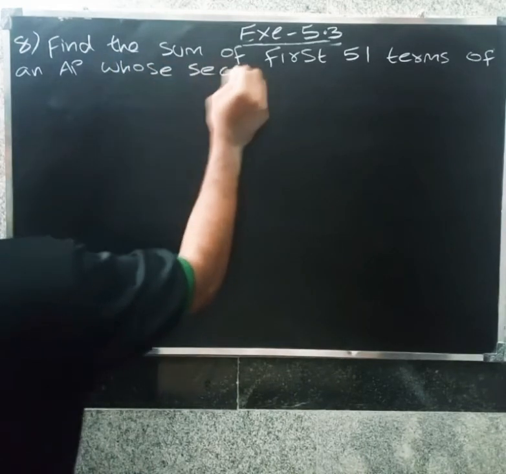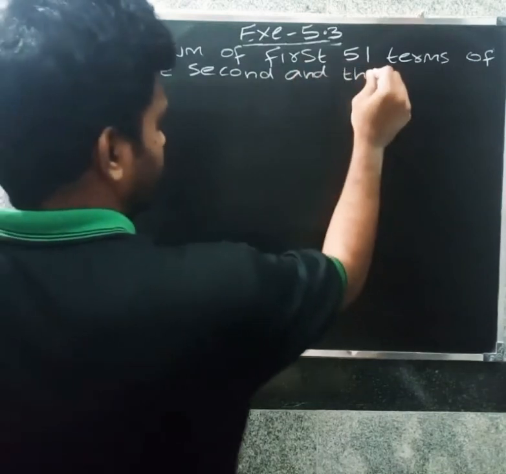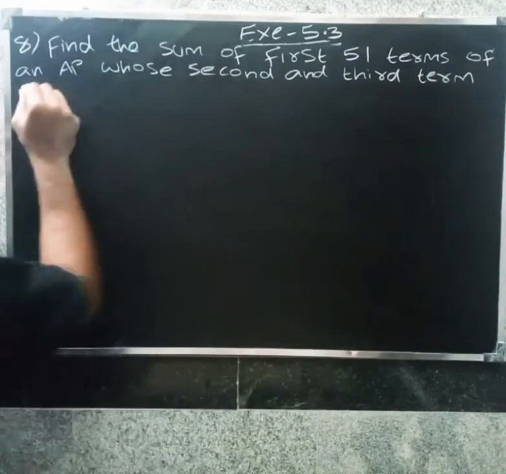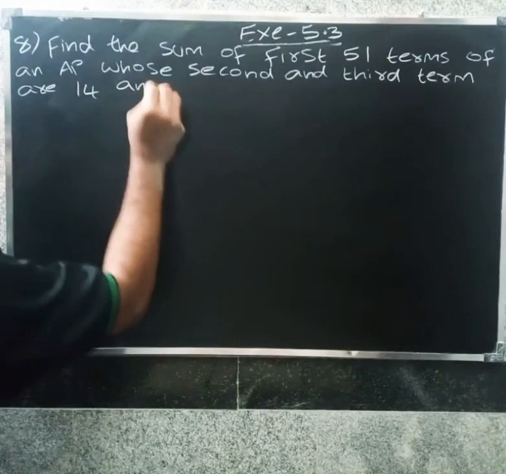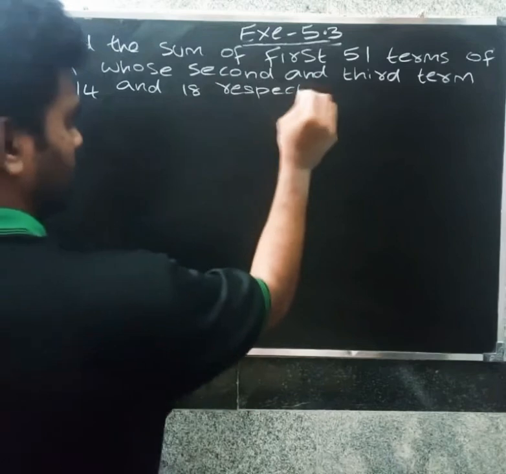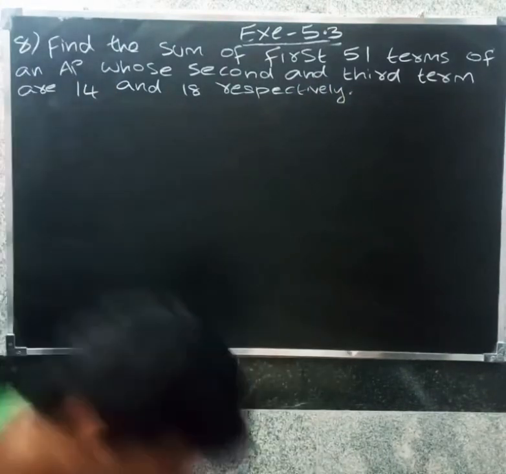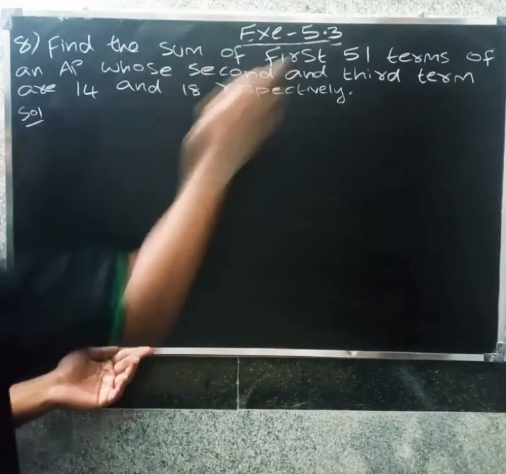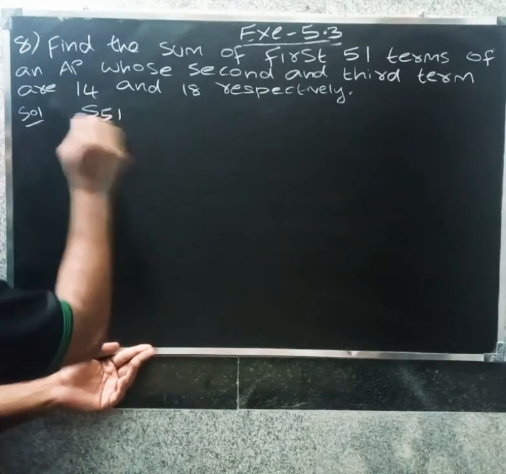Whose second and third terms are 14 and 18 respectively. Okay, so listen once again. We are going to find the sum of first 51 terms of an AP, yes, 51.